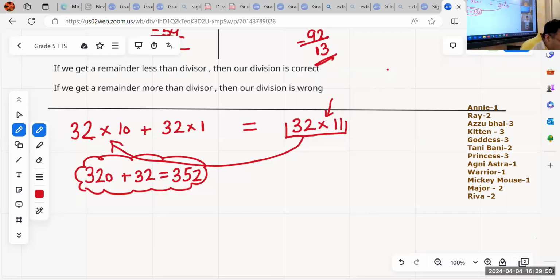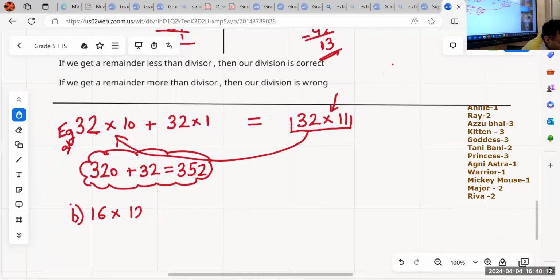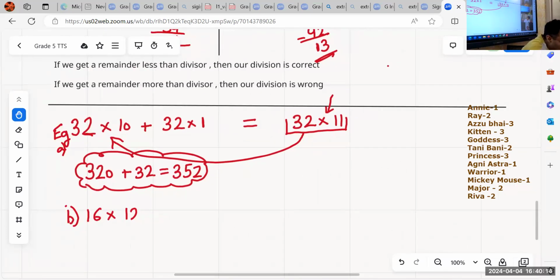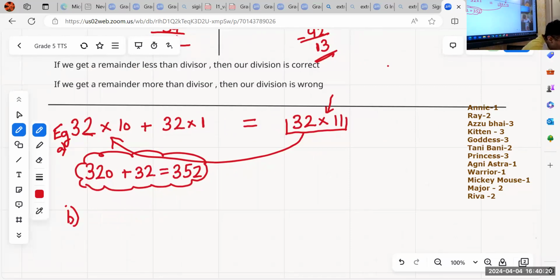Now let me give you one more example. Let's see one more example first, then a question. So 16 multiplied by 12. Then 16 multiplied by 12 will become easy. 24 multiplied by 12. Let's do it.